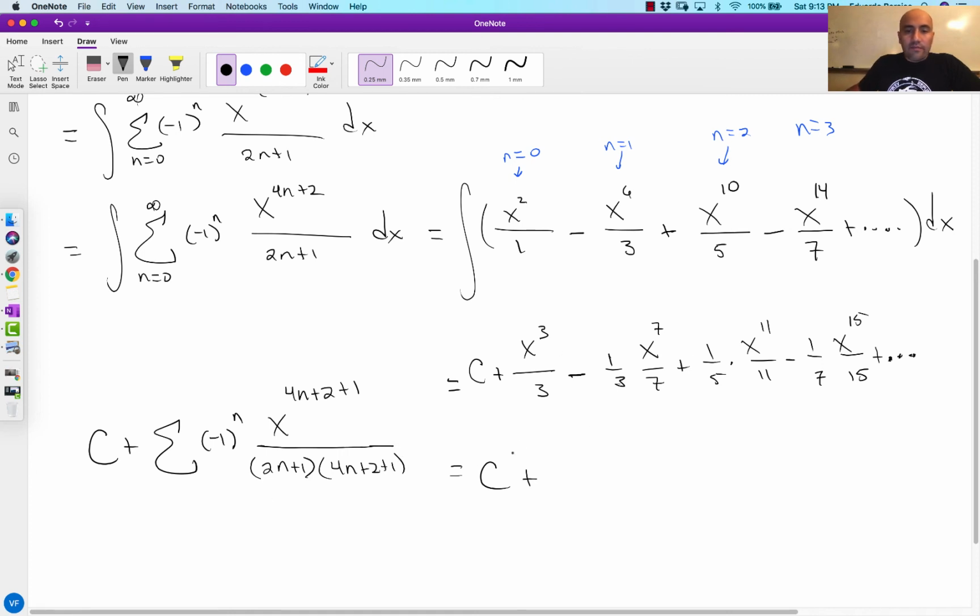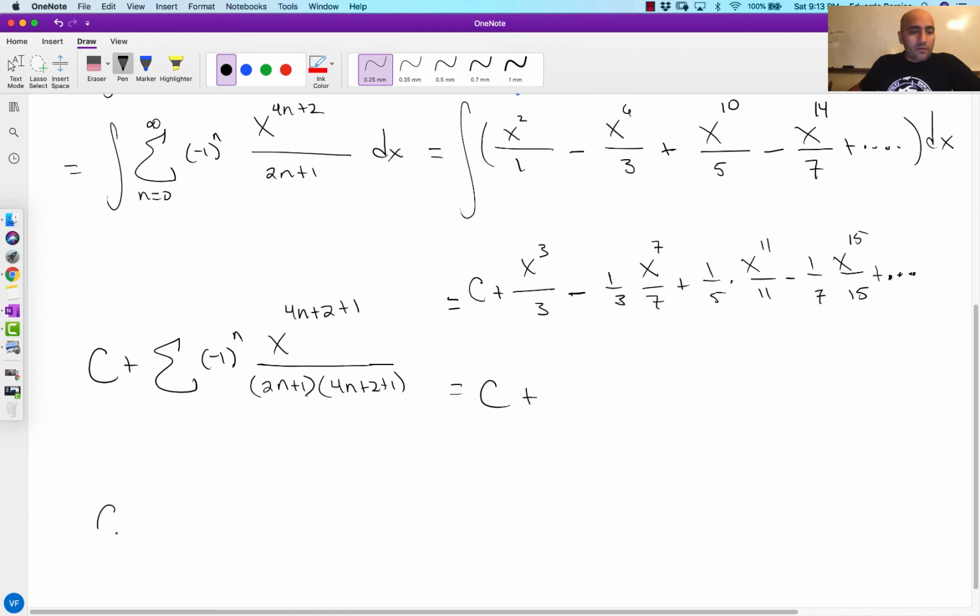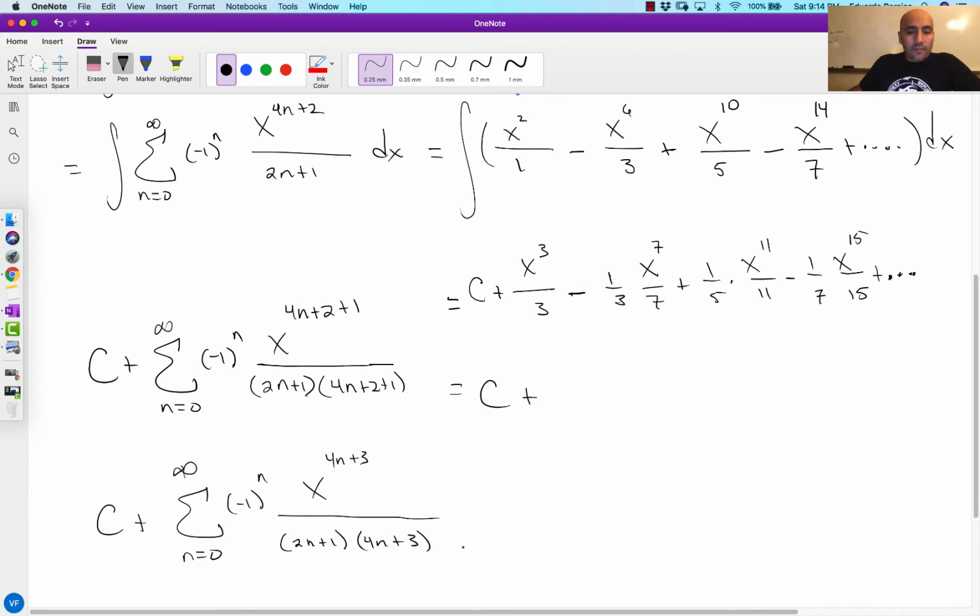Let's simplify it and confirm that it fits that pattern over there. So it's going to be c plus, and then this runs from 0 to infinity. Let's check to make sure that pattern works. We didn't lose any terms, so we should keep the same index starting at 0, right? There weren't any terms that fell out of the pattern and turned into a 0. So that should stay the same. So let's put it in there and then we'll check. This becomes x to the power of 4n plus 3 divided by 2n plus 1 times 4n plus 3. Right? So let's confirm that it works out.